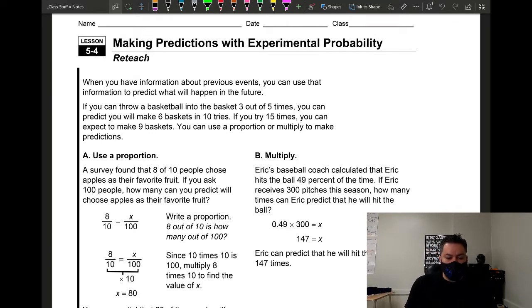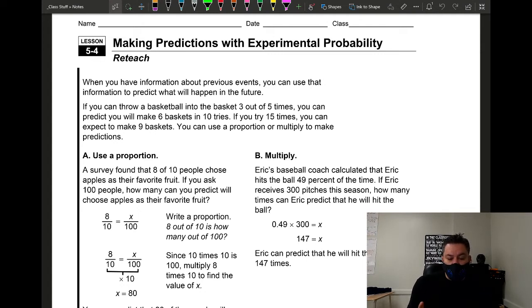Now, today, we're going to be making predictions with experimental probability. Previously, we talked about how to find the experimental probability for single and also compound events. I might leave a link or playlist somewhere. But before that, we also talked about making predictions with theoretical probability. I'll leave a video right here for you: making predictions with theoretical probability.